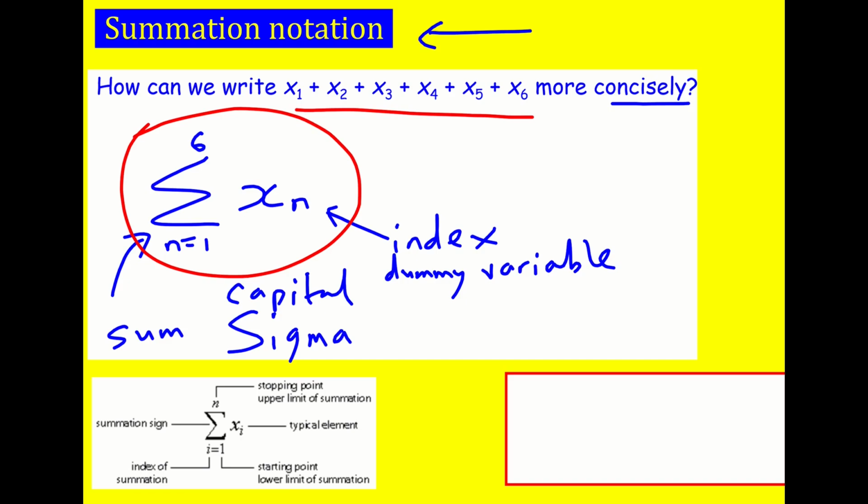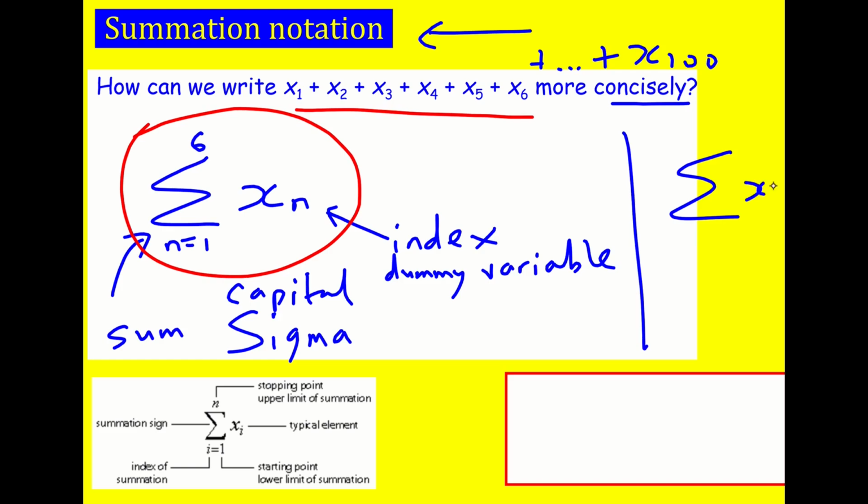So what would I do if I had to keep adding values up to x100? How would that change? Try and pause the video, try and write your answer down. Well, it would be my sum of xn again, but this time I'd be going from n equals 1 up to 100. So hopefully you can see why this is such a great piece of notation.